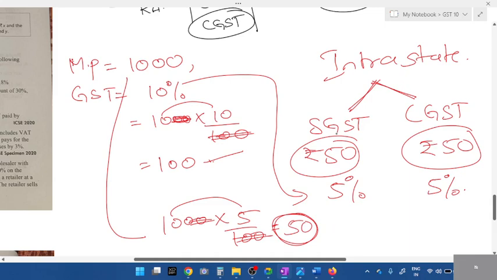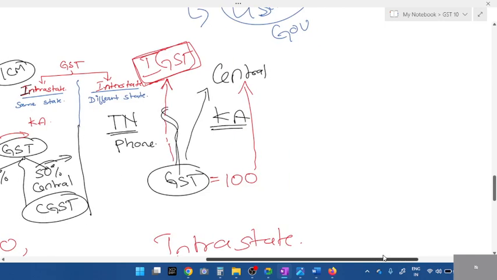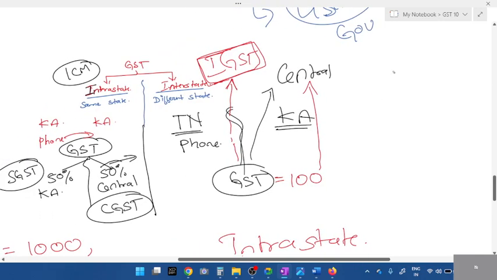If it is intrastate, remember the GST amount will be split into two parts, students. Now the same concept for interstate. Same mark price. The mark price is equal to 1000. The mobile phone is 1000.